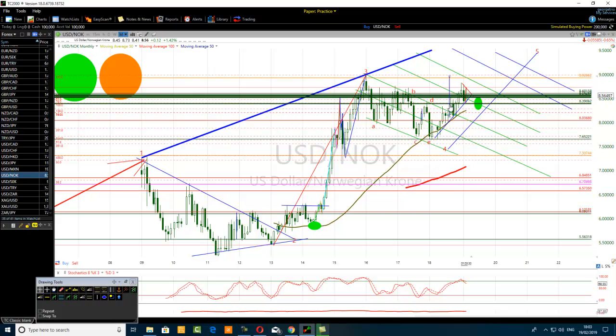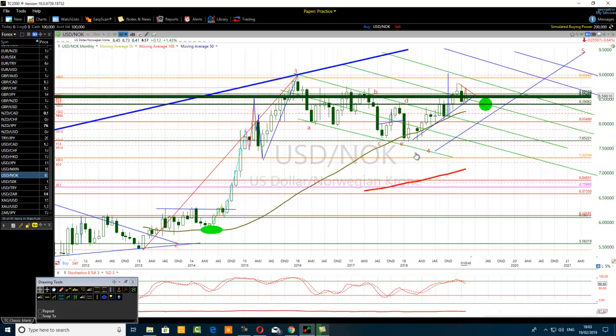Now, with market geometry, we project it up. That line there is parallel to the first channel, and we draw again a median line. You see?